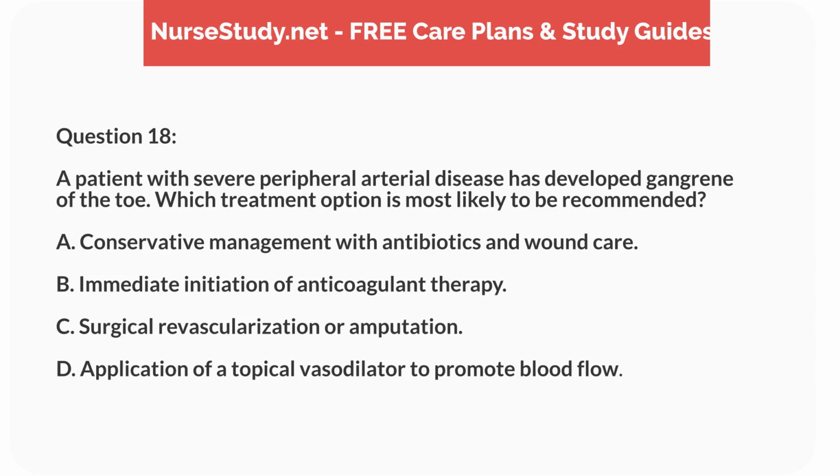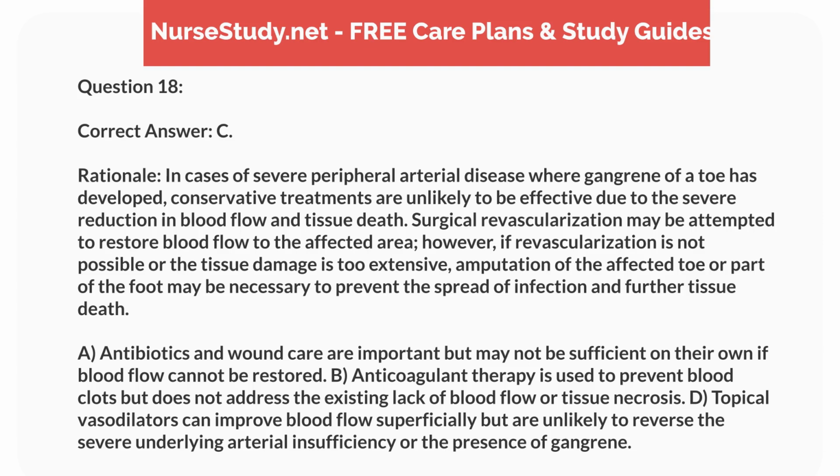Question 18. A patient with severe peripheral arterial disease has developed gangrene of the toe. Which treatment option is most likely to be recommended? A. Conservative management with antibiotics and wound care. B. Immediate initiation of anticoagulant therapy. C. Surgical revascularization or amputation. D. Application of a topical vasodilator to promote blood flow. Question 18. Correct answer: C.